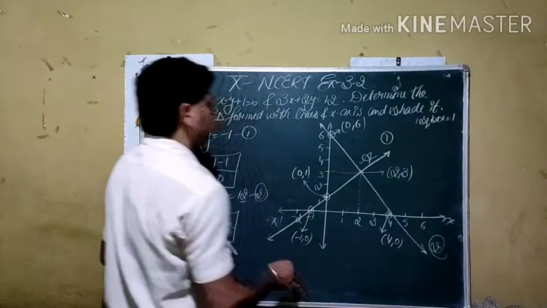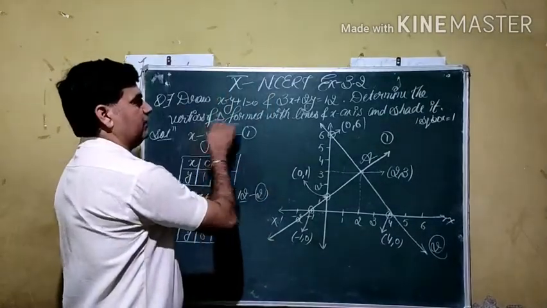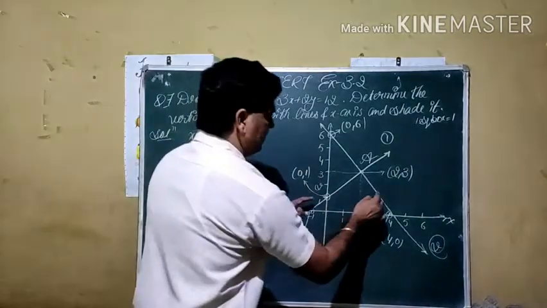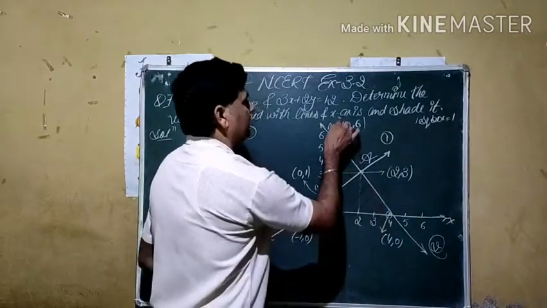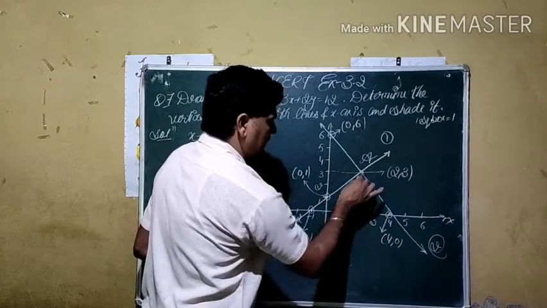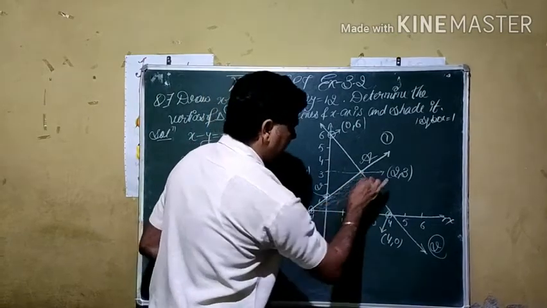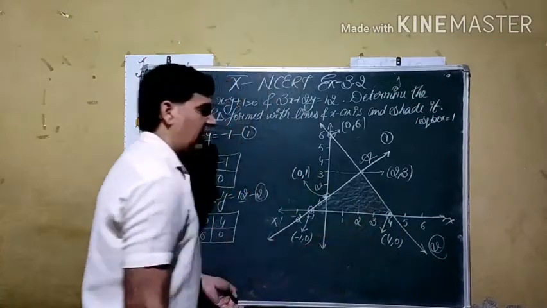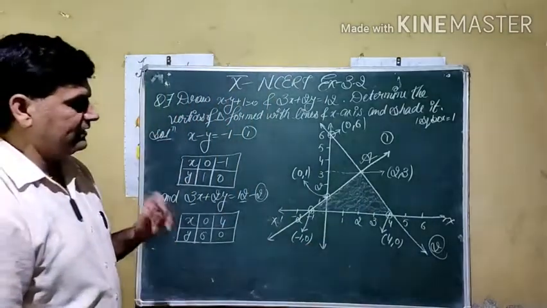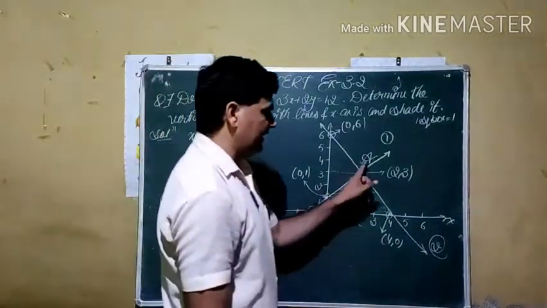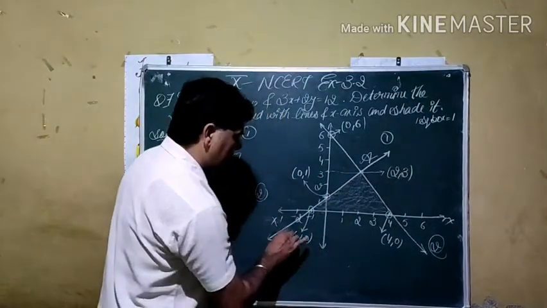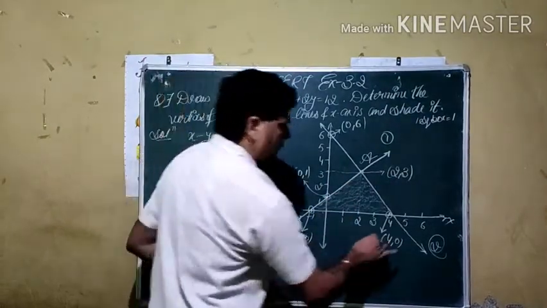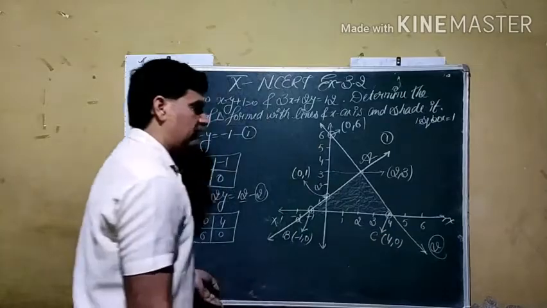Now the question is to find the vertices of the triangle formed with the two lines. Means these are two sides of the triangle, and the third side is the x-axis, this one. So this is the first, second and third side. We get this triangle made with the help of two lines and the x-axis, and the coordinates are: first coordinate A (2, 3), second coordinate B (-1, 0), third coordinate C (4, 0). These are the vertices of the triangle.